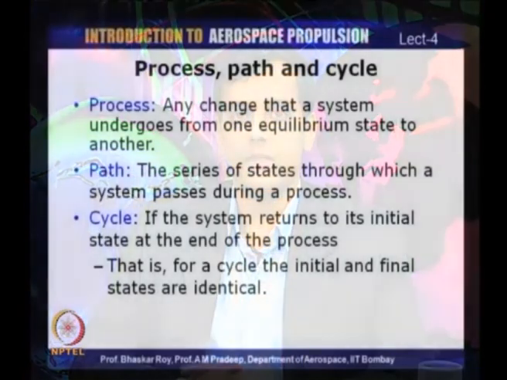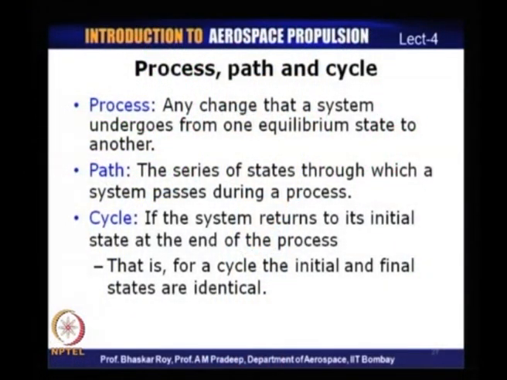Now, let us proceed further and understand a few more terms which we shall be very often referring to. One such term is process. Now, we have seen that a system which is in a particular state can move to another state if one or more of its properties change. So, a process refers to any change that a system undergoes from one equilibrium state to another. And the series of states through which the system passes during such a process is referred to as the path of the process.